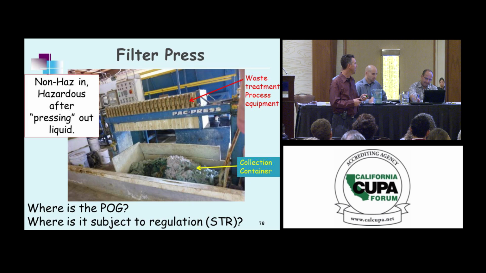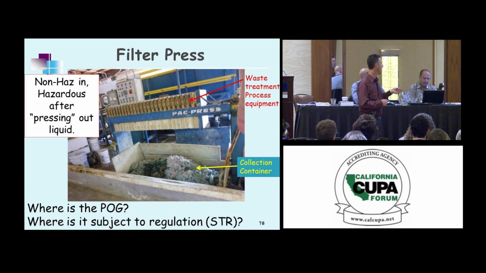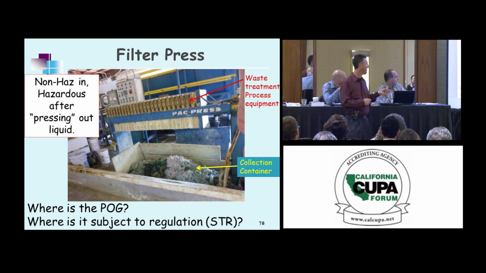Filter press. This is for waste treatment processing, right? That's its only purpose. And this thing is only to collect waste. So where is the POG for filter press waste? Who thinks it's there? I say a couple now. Who thinks it's down here? All right. That's why I broke the slide up on where is it subject to regulation.